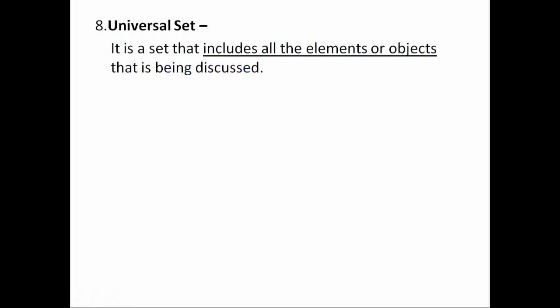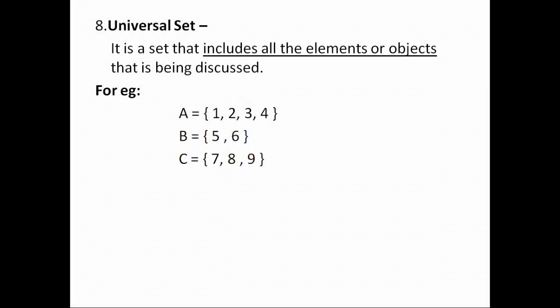Next, universal set. It is a set that includes all the elements or objects that are being discussed. What do we mean by this? Let's look at an example. If set A is equal to 1, 2, 3, 4 and set B includes the elements 5 and 6 and set C includes the elements 7, 8 and 9. Now what will be a universal set? A set that includes all the elements or objects that are being discussed.